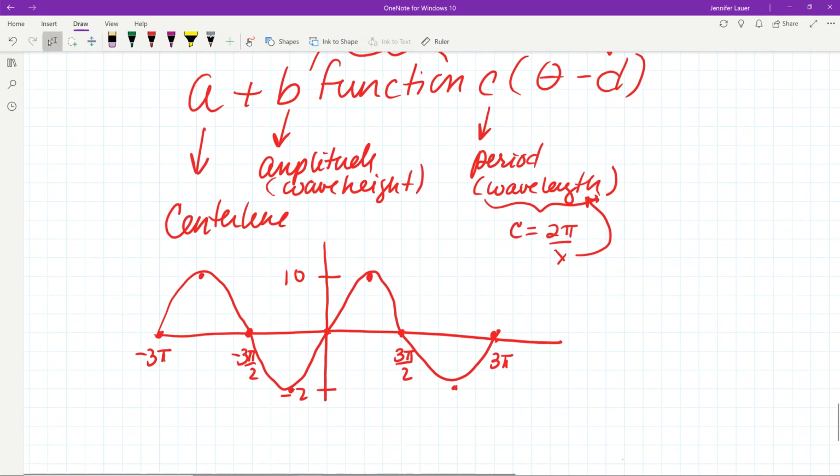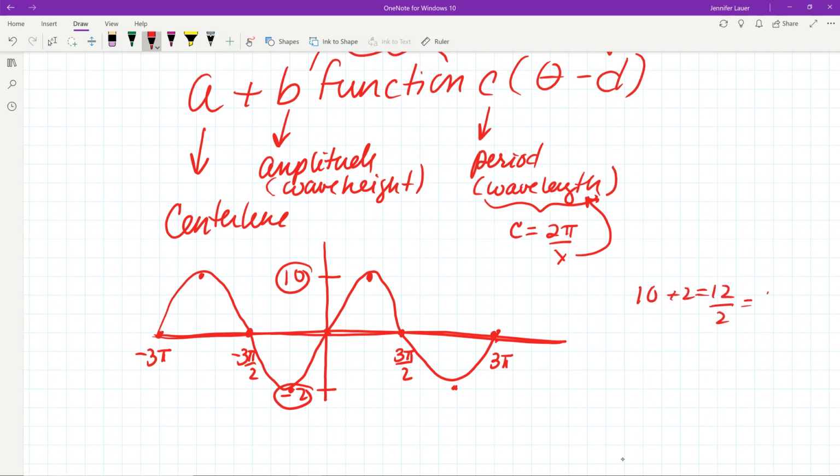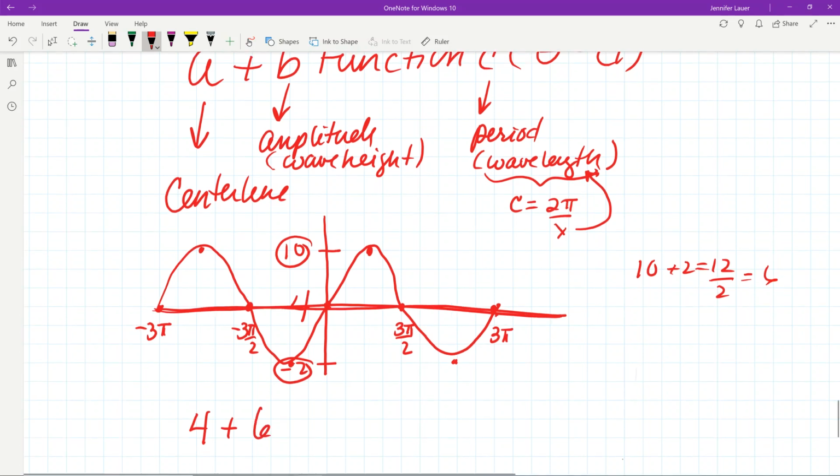Okay, so let's start with our center line. We have to figure out what line is exactly between negative 2 and 10. So you can just add those together. If I said 10 plus 2, I'd get 12, and half of 12 is 6. So 6 down from 10 is 4. So A is going to be my center line. Now, the next thing I have to do is figure out my wave height. If I go from 4 to 10, I get a wave height of 6.